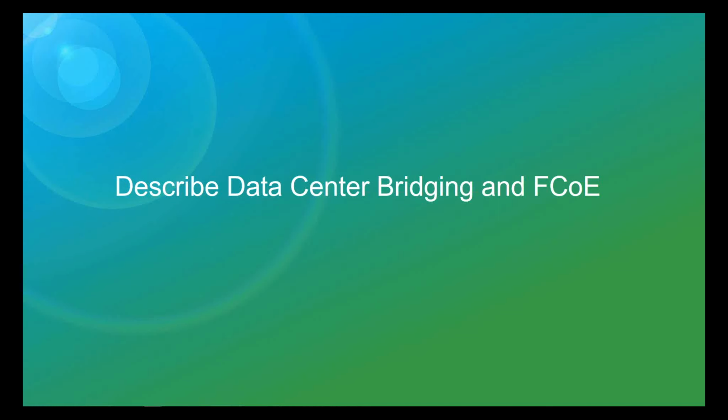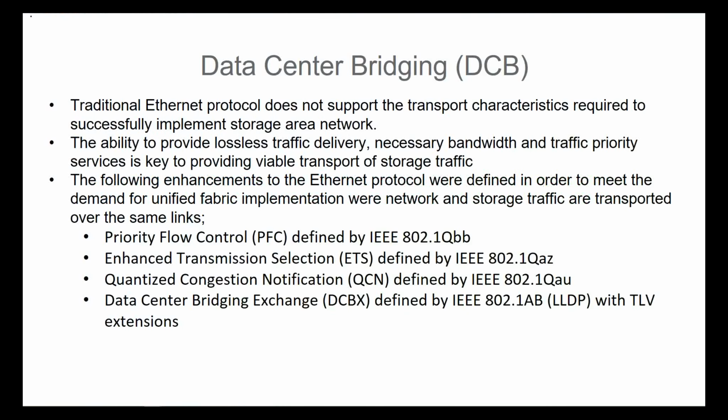Okay, describe data center bridging and FCoE. Data center bridging is basically a protocol for allowing the Fibre Channel protocols to be able to communicate between DCB-enabled switches and other devices. The traditional Ethernet protocol doesn't support the transport characteristics required to implement storage area networks. You have to have the ability to provide lossless traffic delivery, the necessary bandwidth and traffic priority services in order to make sure that the storage traffic can get to and from its locations without any delay.